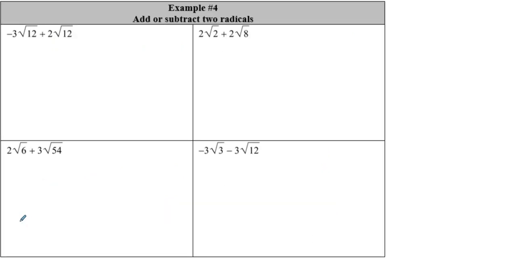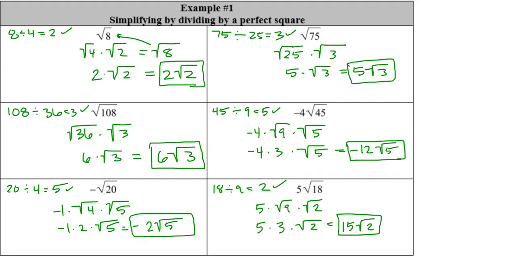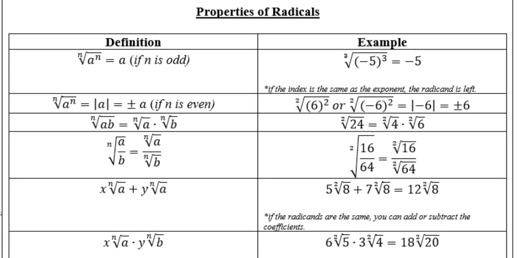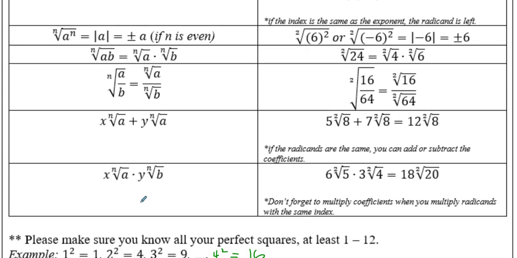Example number 4. I believe this is my last example. Let me check here. No, we got another one after that. Alright, so add or subtract 2 radicals. Okay, so there is a rule here. Let's go back and take a look. I know you memorized it already because I had you pause and look at that chart. Alright, so we have the addition 1 right here. So this is saying some coefficient of the nth root of a plus some coefficient of the nth root of a. Meaning, if we look at them, what are the same? The nth root of a.